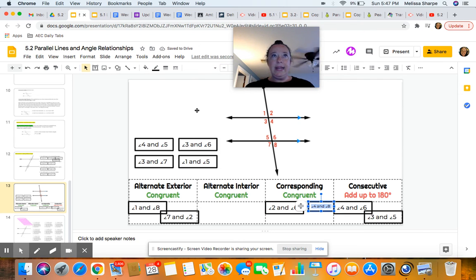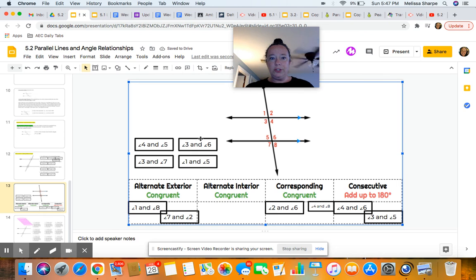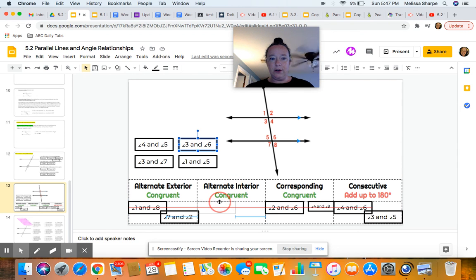All right. 3 and 6 are alternate interiors.